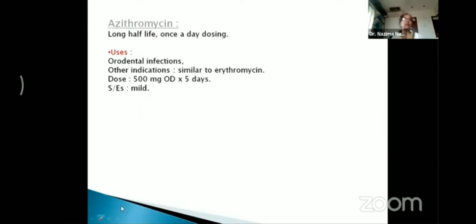Now coming to azithromycin, this drug has a longer half-life and can be used as once a day dosing. So that is the most important advantage of azithromycin. The uses of azithromycin: it is used in orodental infections and the other indications which are similar to erythromycin. The dosage of azithromycin is 500 milligram OD for a period of 5 days. Side effects are mild GI upset, dizziness, headache. So these are the features of azithromycin.